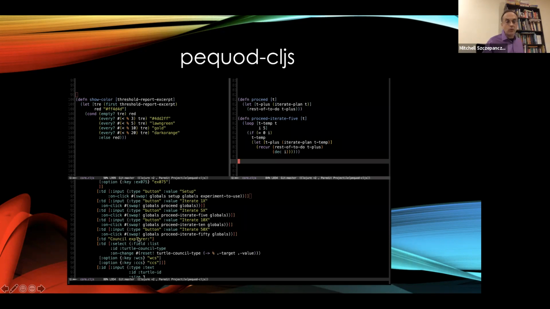It's basically running a swap with the given click, and you can see the hiccup code that runs here for the respective buttons, clicking on that, running a swap, running this proceed function, and sometimes iterating multiple times, especially when we were exploring how many iterations it would take in certain experimental situations. We had examples where you could iterate once, 5 times, 10 times, or 50 times. In that case, we're just doing another loop recur, rerunning the same iterate plan over and over, keeping a counter in play, and simply returning the result when that counter hits 0. That's it.